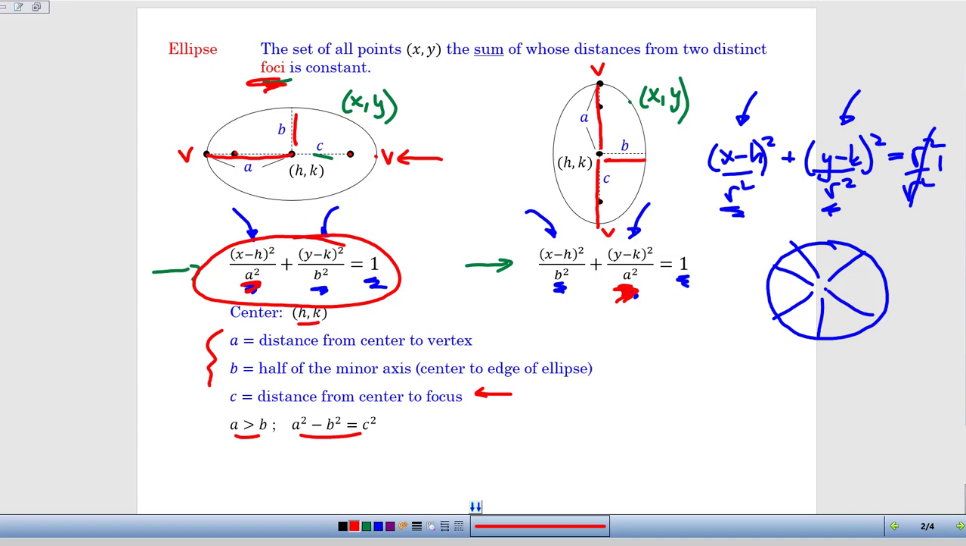So if this is all a little bit helter-skelter and overwhelming, have no fear. We're going to go through a couple of examples slowly here to try to break down a process for us to be able to figure out all of these relevant features and to be able to graph a couple of these ellipses.